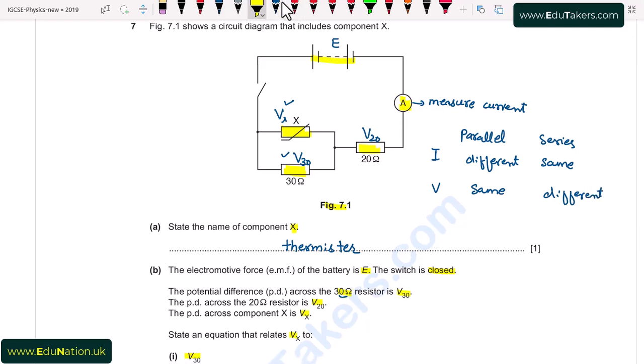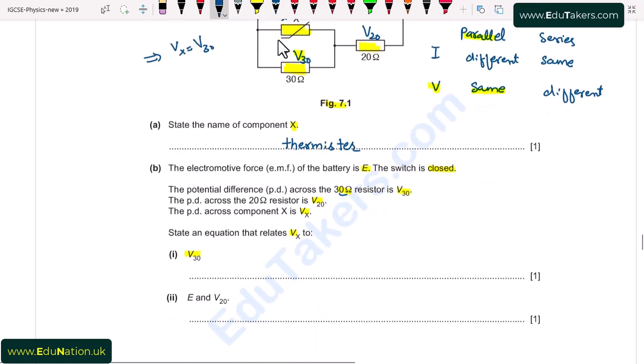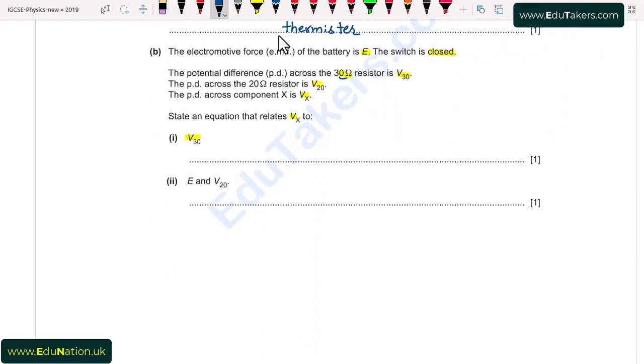From this we can guess that the potential difference in the parallel combination is the same. It means that the potential difference across the 30 ohm resistor will be equal to the potential difference across component X. I just write that Vx will be equal to V30. That is for the parallel combination. So in the first part I write that Vx will be equal to V30. Part 2, E and V20.